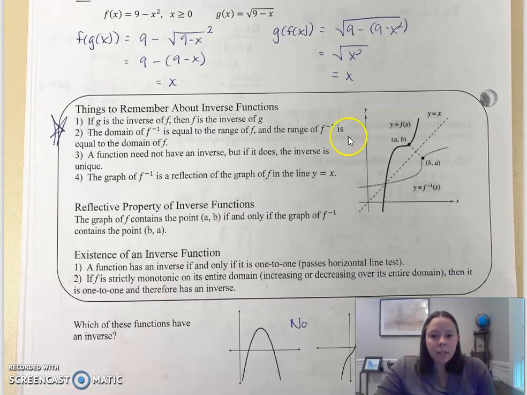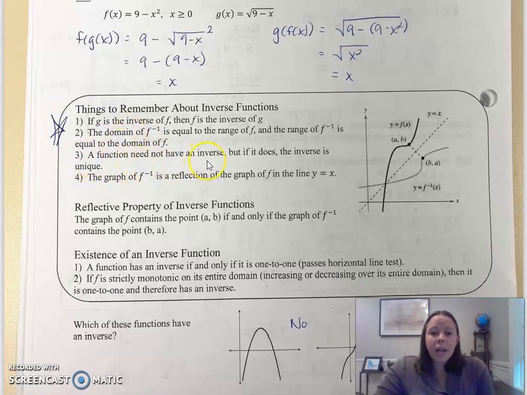Now, in this box, just a quick little review. So g is the inverse of f, and f is the inverse of g, okay? And the domain of your inverse is equal to the range of your function, and vice versa. And that's big. That's a huge one. And that also can get a little confusing.